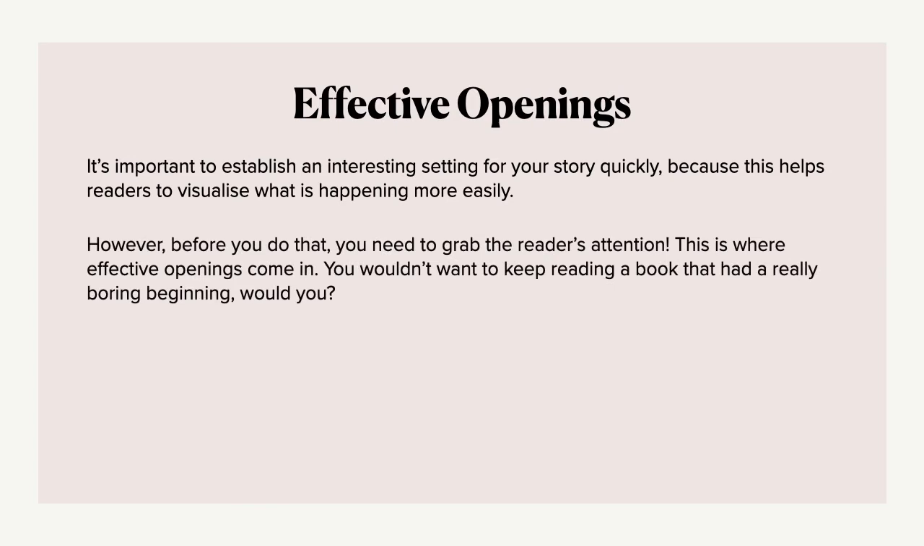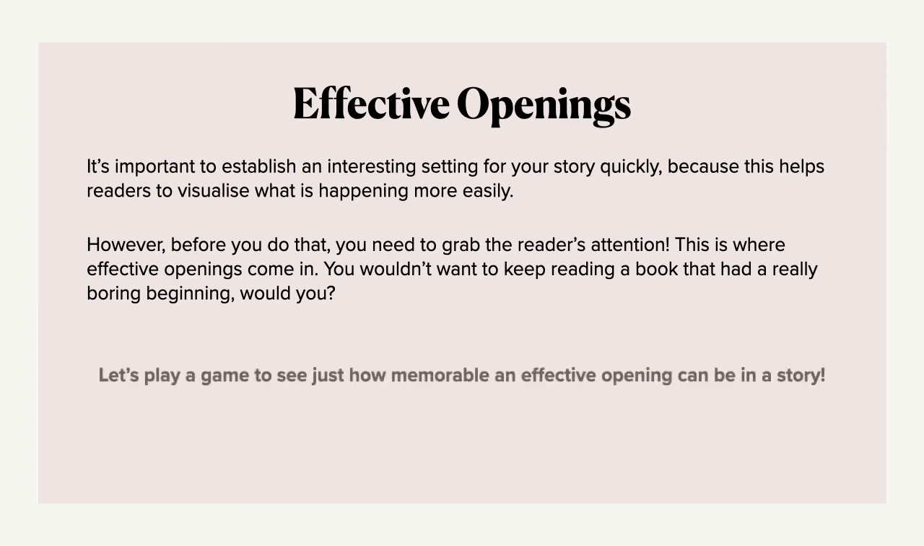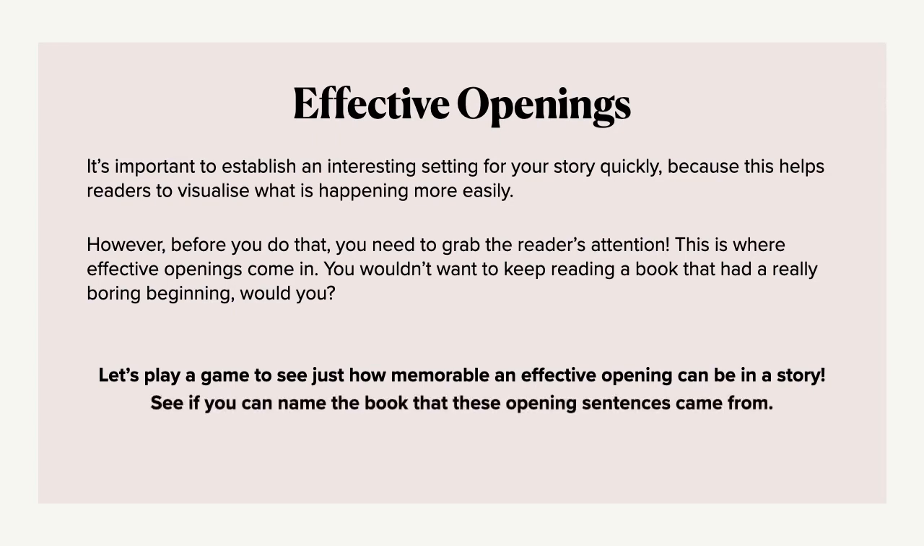So when we're talking about effective openings, it's really important to establish an interesting setting for your story quite quickly, because this helps readers to visualise what's happening more easily. So if you opened up a book and the first few sentences were really, really boring, you probably wouldn't keep reading it. So you need to try and grab the reader's attention, and this is where effective openings really come into play. To give us an idea of how memorable an effective opening can be, we're going to just play a quick game. So see if you can name the book that these opening sentences came from.